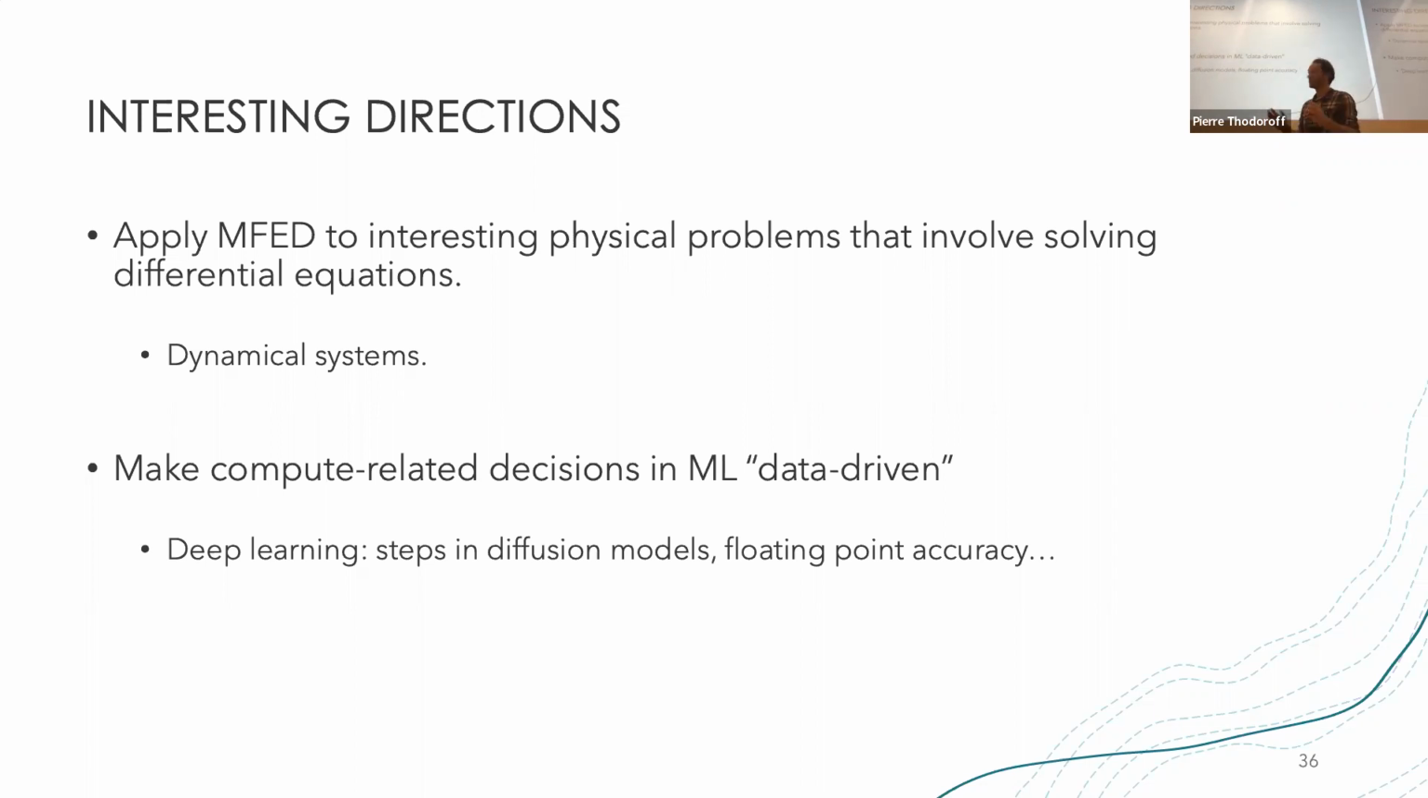In machine learning, so many decisions are about this compute accuracy trade-off, right? The floating point precision in deep learning has this trade-off. Steps in a diffusion model is the same trade-off. There are lots of interesting places where you can make all of these decisions in a more data-driven way, or at least analyze how these decisions can be made in a more data-driven way.